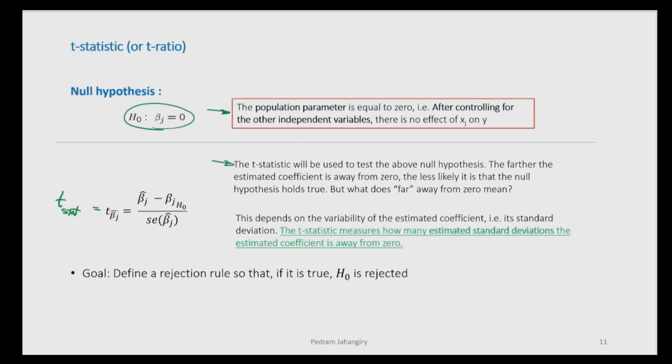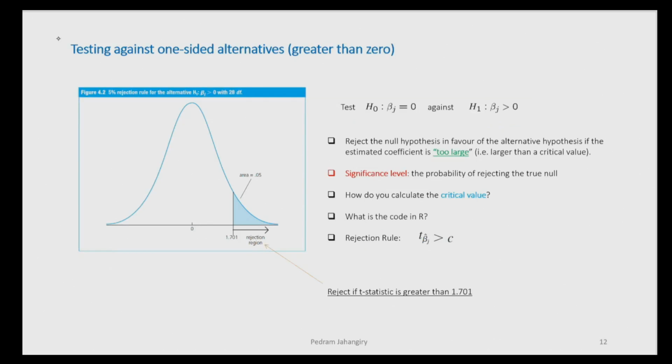But what does far away mean? Far away from 0. So we're quantifying that number. This depends on the variability of the estimated coefficients and the standard deviation. We talked about why it depends on the standard deviation. Now the goal is to define a rejection rule so that if it is true, H null is rejected. First case, we're going to start with a one-sided example.